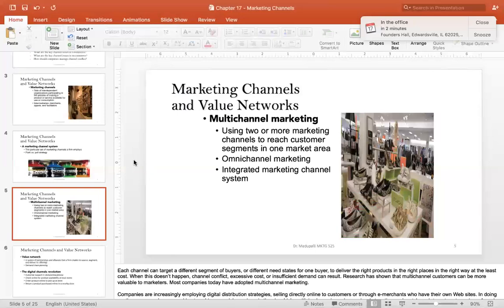And finally, the integrated marketing channel system. It is one in which the strategies and tactics of selling through one channel reflect the strategies and tactics of selling through one or more others. Meaning, everybody in your channel system, everybody in your channel structure, needs to follow uniform strategies.